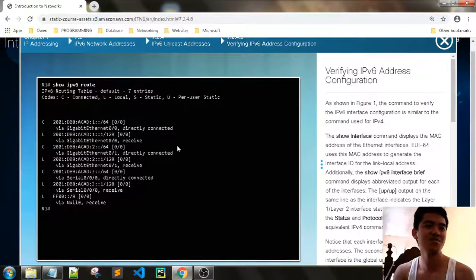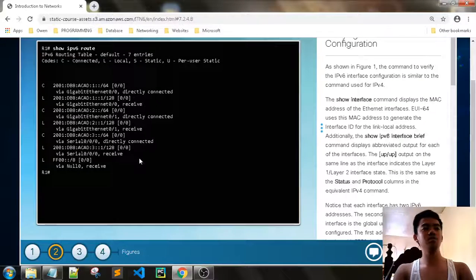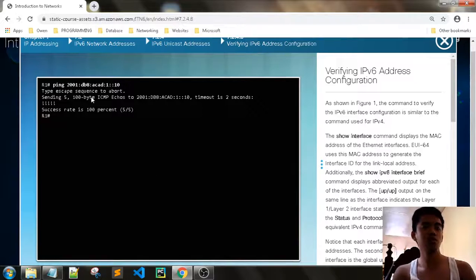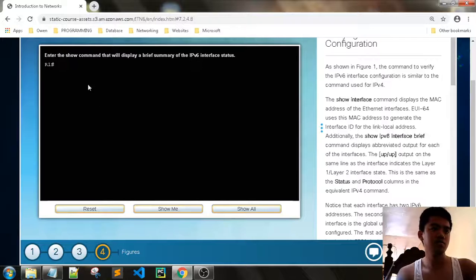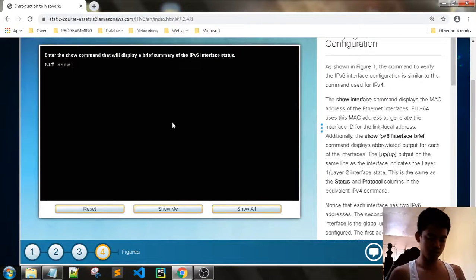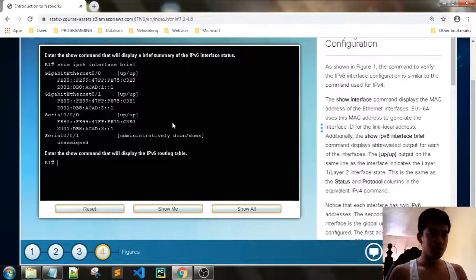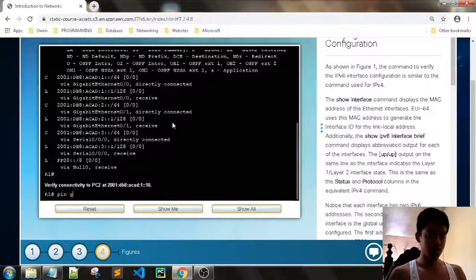You can also verify the IPv6 configuration through the routing table on the router. Show ipv6 route will display the routing table. You can also ping the address, and use show commands. So show ipv6 interface brief, show ipv6 route for the routing table, and ping, just need to ping this one.